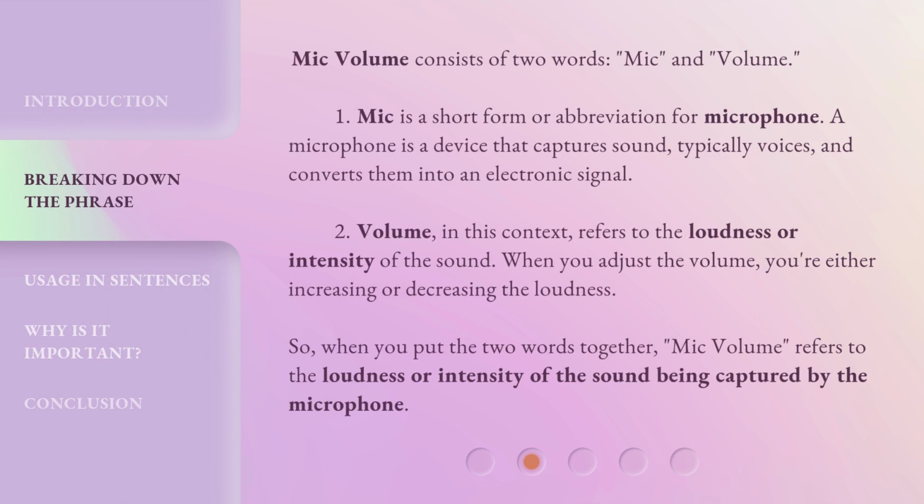Mic volume consists of two words, mic and volume. 1. Mic is a short form or abbreviation for microphone. A microphone is a device that captures sound, typically voices, and converts them into an electronic signal. 2. Volume, in this context, refers to the loudness or intensity of the sound. When you adjust the volume, you're either increasing or decreasing the loudness. So, when you put the two words together, mic volume refers to the loudness or intensity of the sound being captured by the microphone.